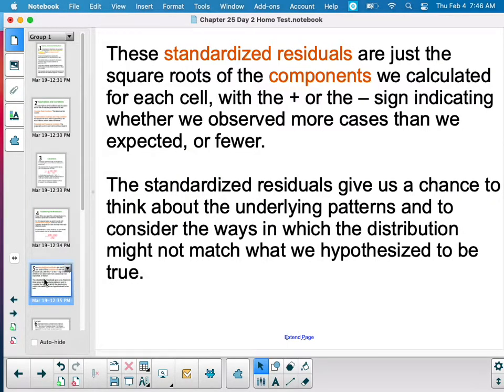Standardized residuals are the square roots of the components we calculated, with a plus or minus sign. Standardized residuals give us a chance to think about the underlying patterns and to consider ways in which the distribution might not match what we hypothesize to be true. Because if we come up with a small p-value and say, okay, there is a difference between these two groups and how they impact this variable, it doesn't tell us what that difference is. It just tells us there's a difference. The only way we can start finding patterns and see where the difference is is by examining the residuals. Okay? So that's important as far as analysis of the data.